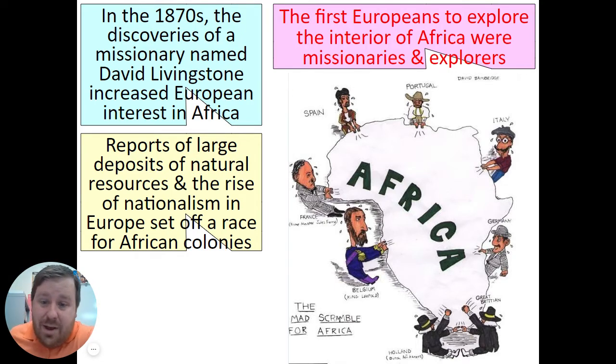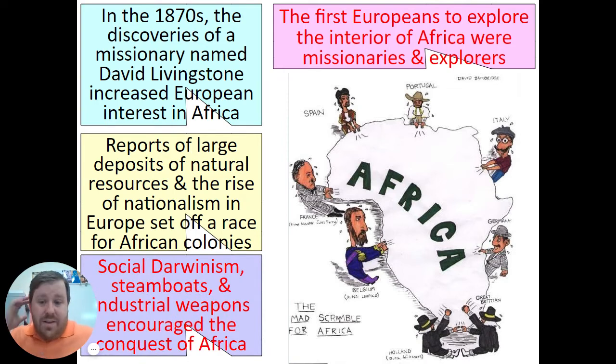There were reports of large deposits of natural resources. So the Europeans wanted that, and then also during this time, there's a rise of nationalism. We talked about that last unit in our revolutions unit. There's a rise in nationalism where people are proud of their nation and what's best for their nation, and you start to identify based on the nation that you're a part of. And in Europe, this sets off a race for African colonies, where they want to build their nation by getting as many colonies as possible and controlling the economies of these colonies, using that to essentially better themselves.